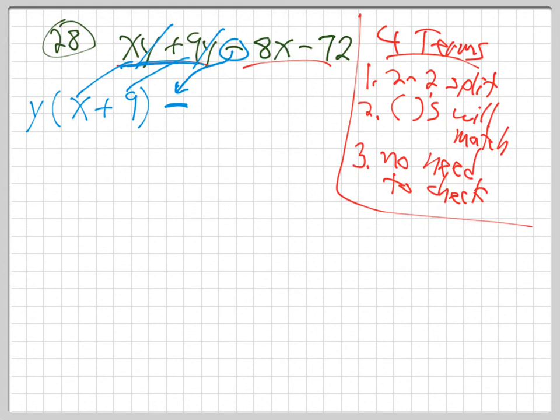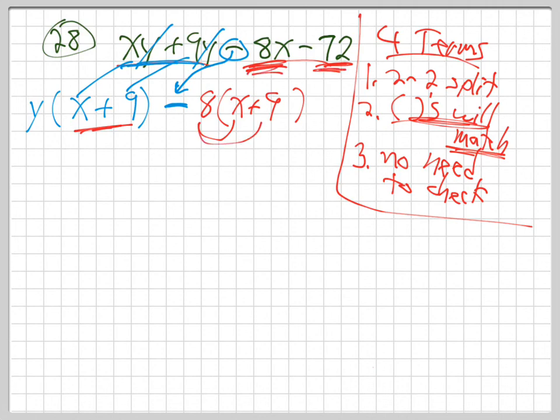And now the back two, what goes into 8 and 72? Use your calculator if you're not sure. It's 8. And guess what's going to be in the parentheses? Parentheses will match. What is this one? x plus 9? This has got to be the same. Let's check it. Minus 8 times x, minus 8x, minus 8 times 9, minus 72. I guess I said there's no need to check, but we could just do it for fun.